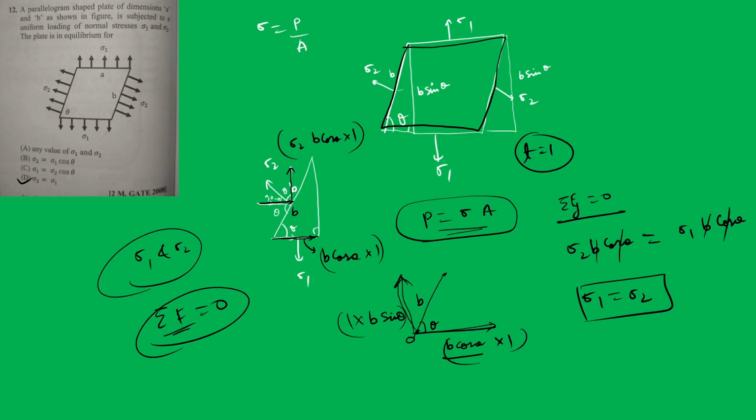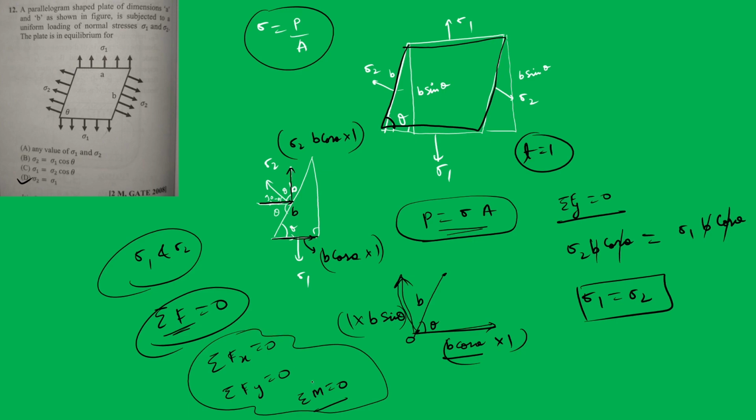The second thing, you should understand that sigma is equal to force per unit area. And then you have to make the summation of force equal to 0. We have three tools: summation of force in x direction 0, summation of force in y direction 0, and summation of moment about any point is 0. So you can use either one of the tools from it, and then you can try to solve it.